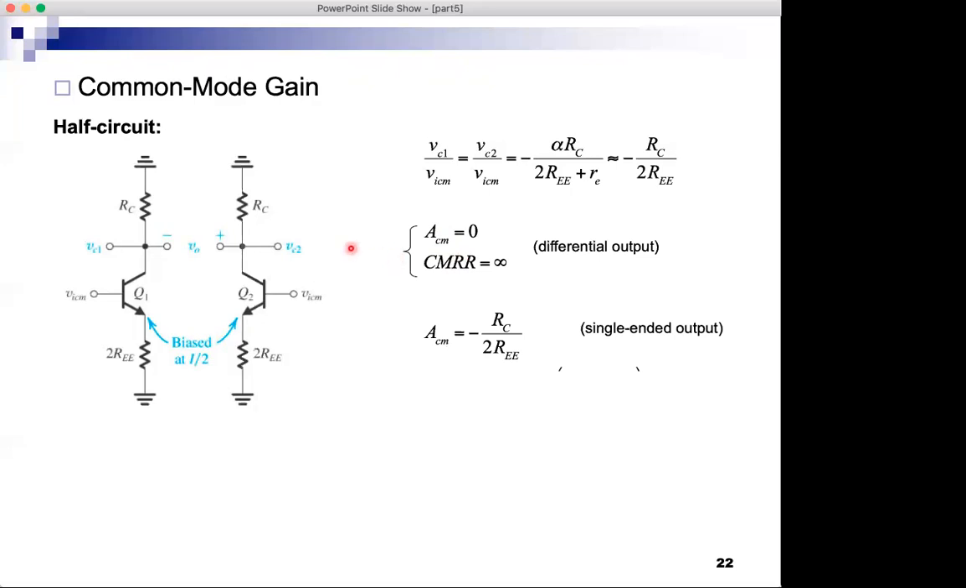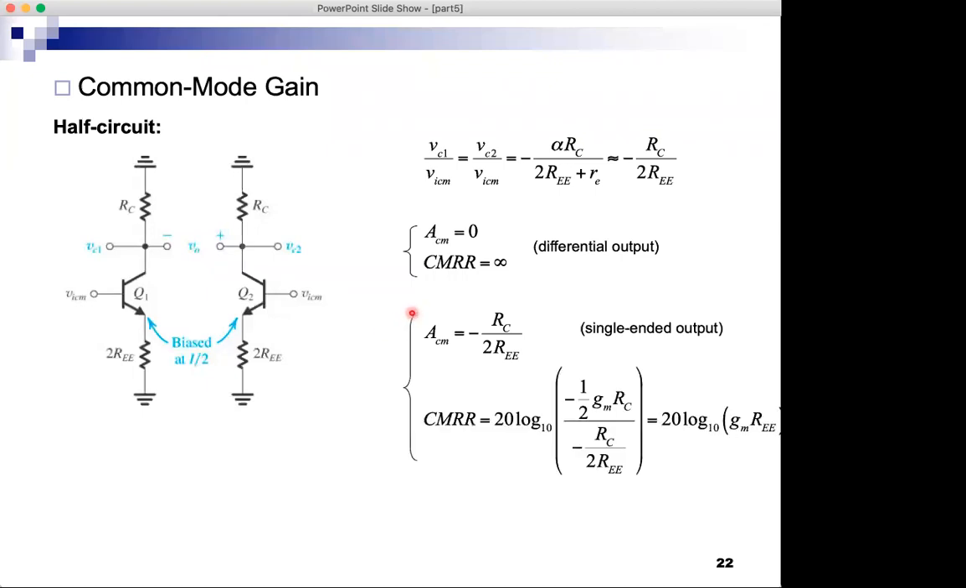If I take the output single-endedly, that is from one collector to ground, then this is the approximate ACM that I will get, and this is the CMRR. Why is this an approximate ACM? Because this is the exact formula here. This is the formula coming from the formula sheet for a common emitter amplifier with emitter resistor. This is a common emitter amplifier with emitter resistor. So if I look up the formula, I will get this. So how is this equivalent to this? It's not equivalent, but it's a very good approximation.